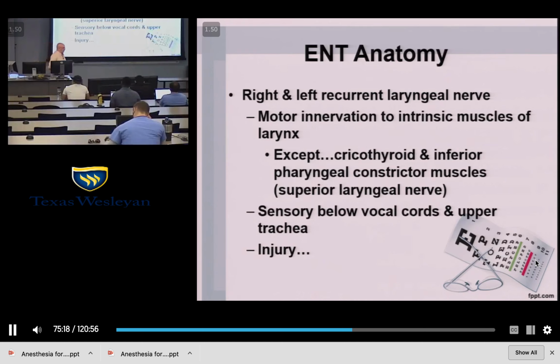The right and left recurrent laryngeal nerves also provide sensory innervation below the vocal cords and upper trachea. The internal laryngeal nerve, which is a branch of the superior laryngeal nerve, provides sensory innervation above the cords. So below the cords, it's all about the recurrent laryngeal nerves. What if one or both of these is injured?